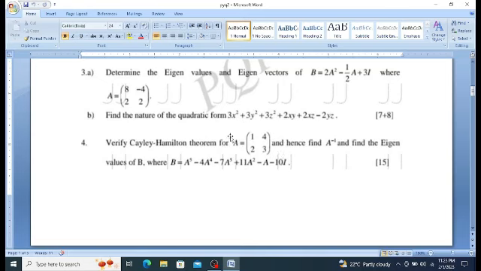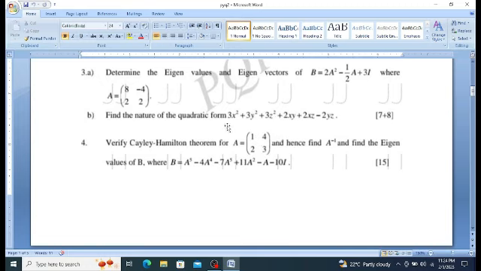Here we have a 2 by 2 matrix, then you will get a quadratic equation in A. Then after that, find A, already given, so substitute in that equation and verify it. Then find the A inverse. So to find A inverse, multiply that equation with A inverse.